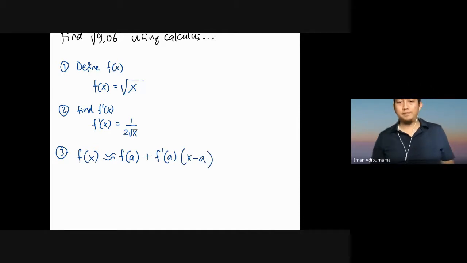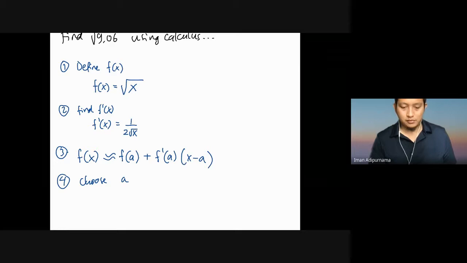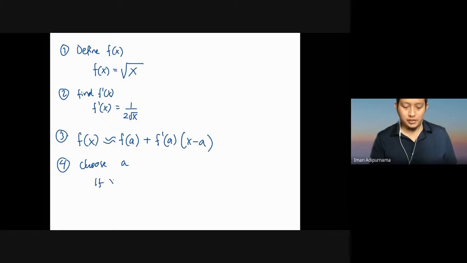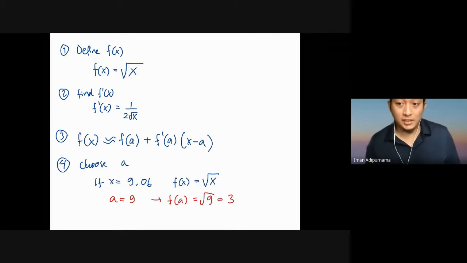And this is the formula. Okay, now pick A, choose A. If x is 9.06 and f of x is square root of x, the ideal A should be 9, so that you know that f of a will be square root of 9, which is 3, that you can easily calculate. Okay, that's how it's going.